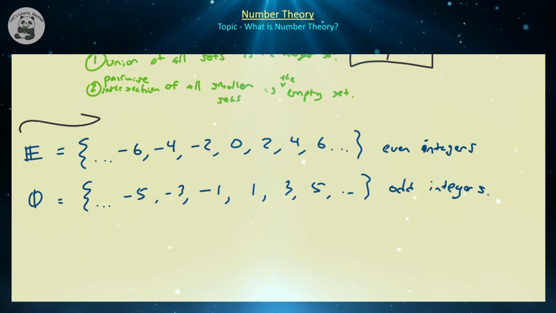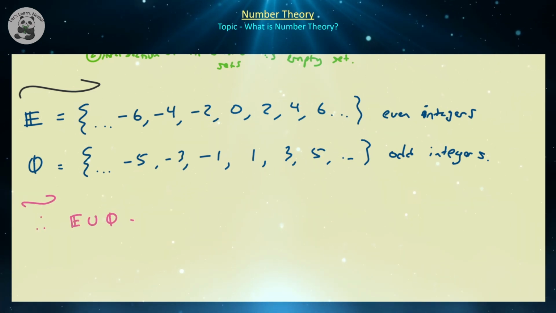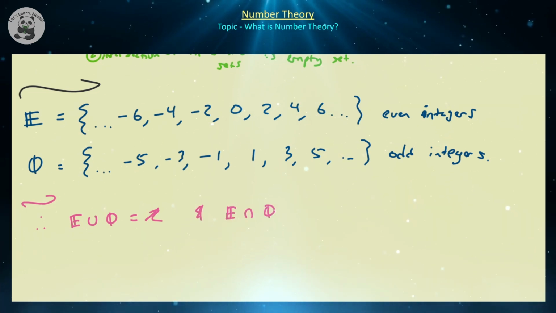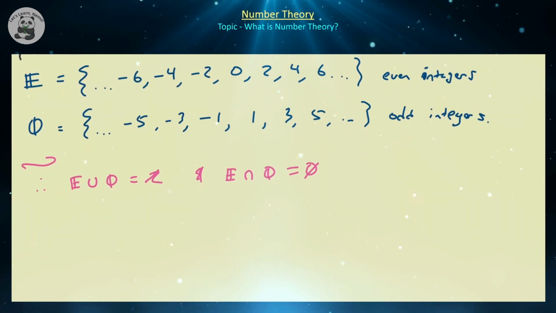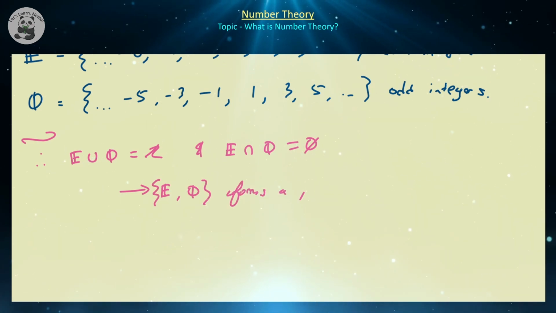Notice that in this particular scenario, we have two sets that satisfy the union of E and O is equal to the set Z, and E intersection O is equal to the empty set, i.e. a number cannot be both even and odd. So what does that mean in terms of E and O with respect to Z? That means E and O, this set, forms a partition of the set of integers Z.